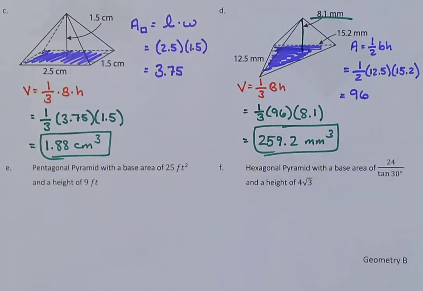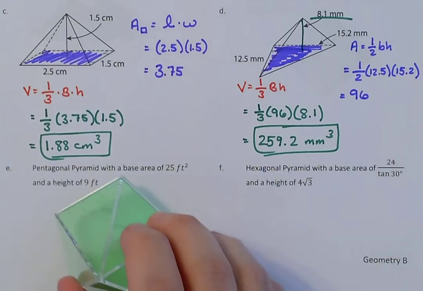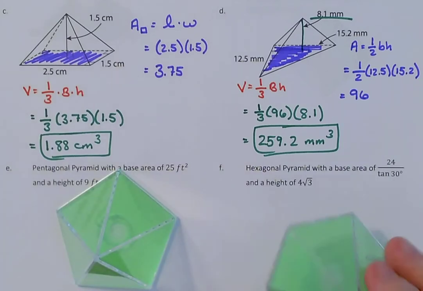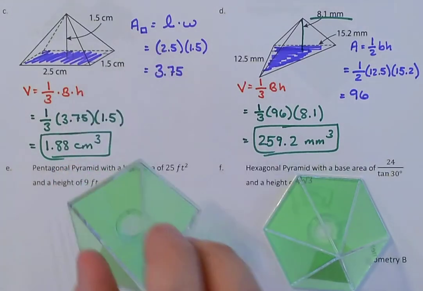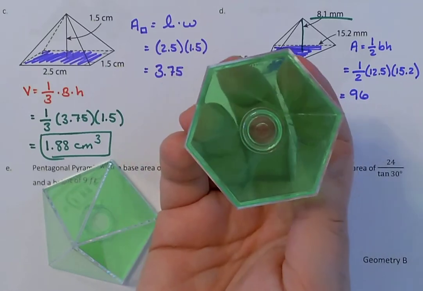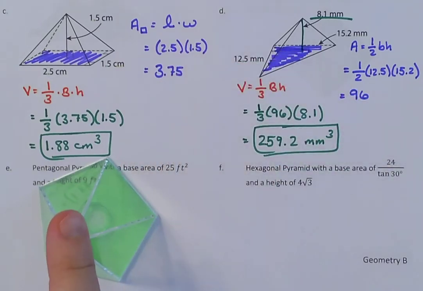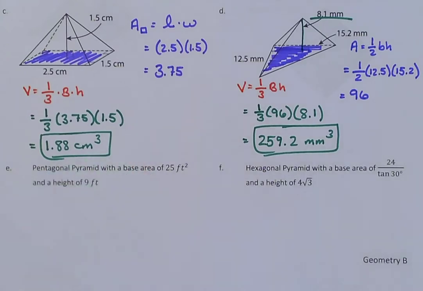All right, so that is A through D. I do want to take a look real quick, though, at parts E and F, solely because they don't give us a diagram to go off of, but they tell us some information. Now, for E, they tell us that we have a pentagonal pyramid, and for F, they tell us that we have a hexagonal pyramid. That means the base is a pentagon for E, and that the base for F is a hexagon. So 5-sided base, 6-sided base for E and F respectively.